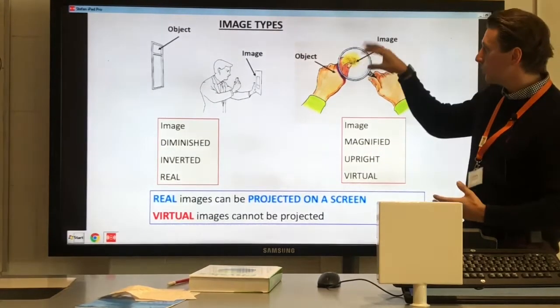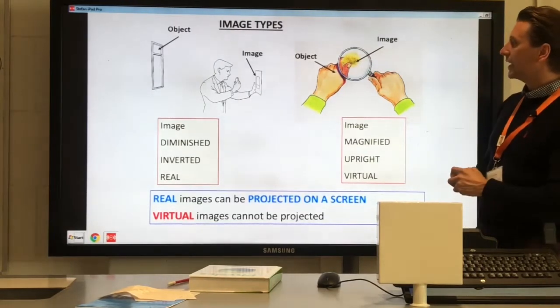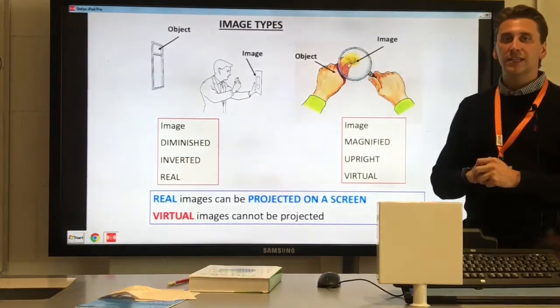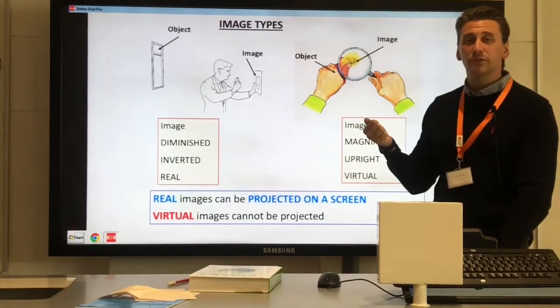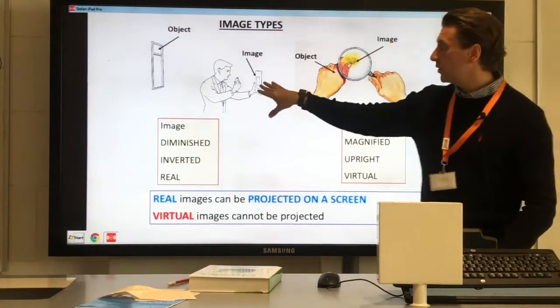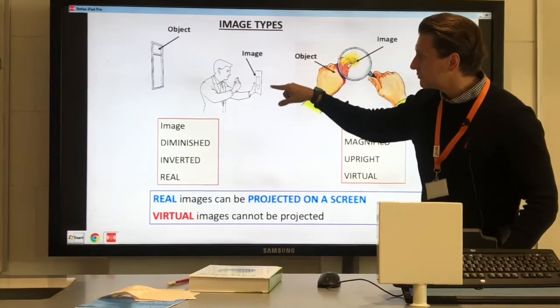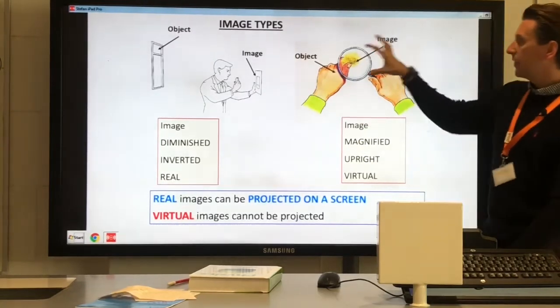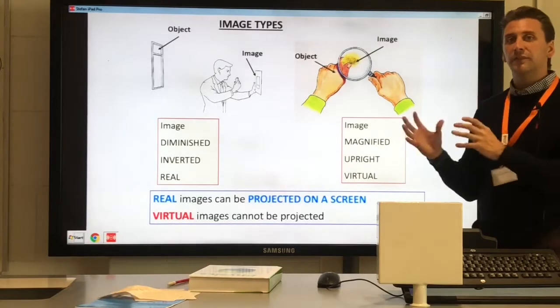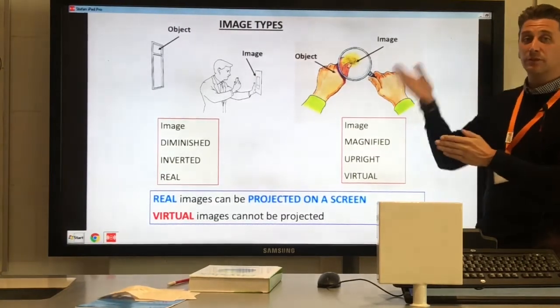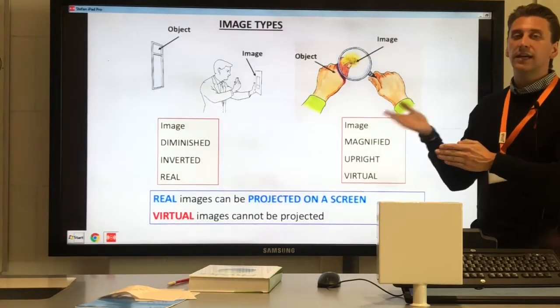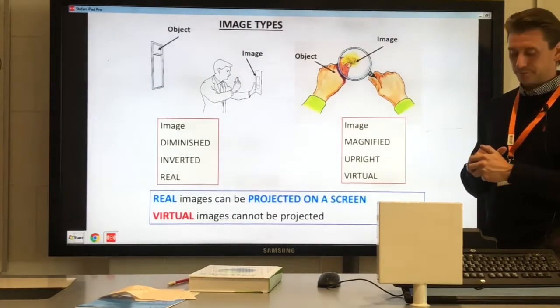Because this image that we're looking at right now through this magnifying glass cannot be projected onto a screen, and it was formed on the same side of the lens that the object was as well. So that's virtual. This one is real. This image here of the window is a real image on the screen. This image of the grass through the magnifying glass is a virtual image because we cannot project it onto a screen, and it was formed on the same side of the lens as the object itself.